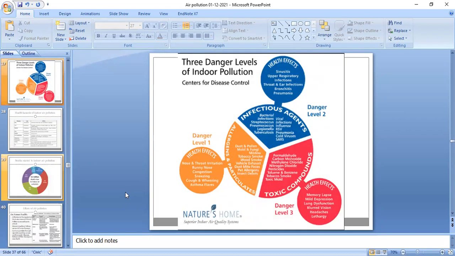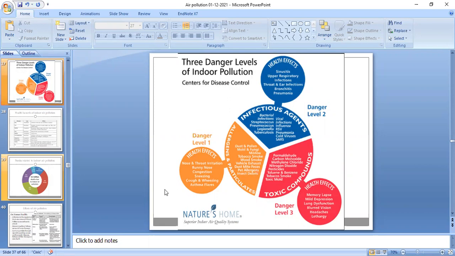Now this diagram shows the three danger levels of indoor pollution. These are categorized into three danger levels: 1, 2, and 3. In danger level 1, there are the allergens and particulates like dust and pollens, molds and fungi, and pet allergens that cause various health effects like nose and throat irritation, runny nose, congestion, sneezing, cough and wheezing, and asthma flares.